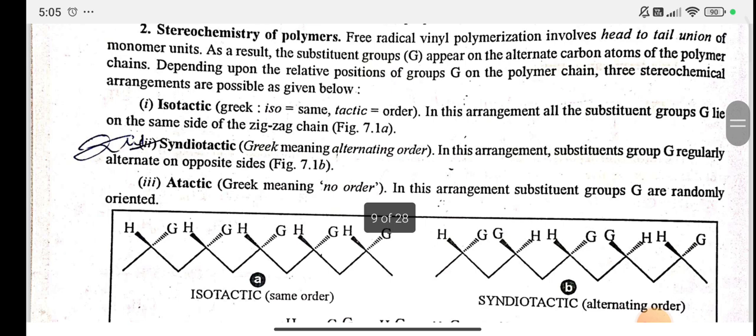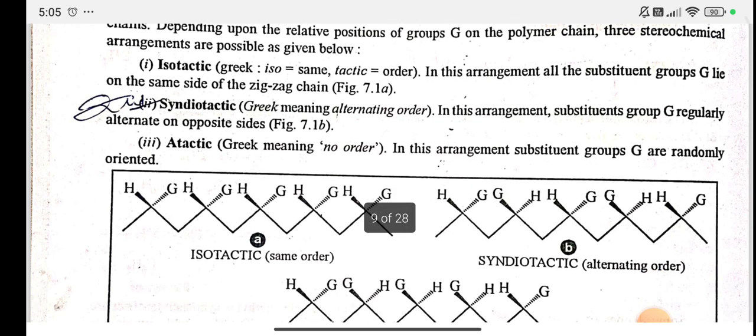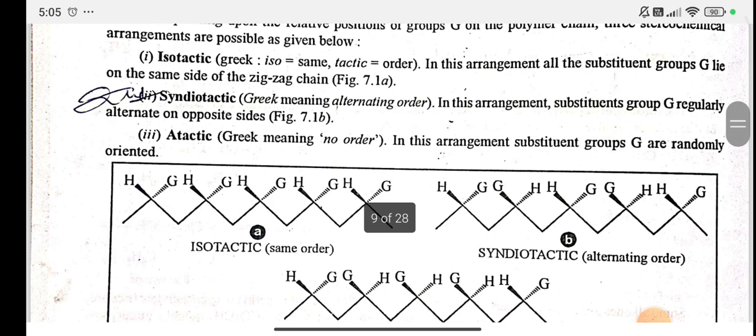Syndiotactic means alternating order. In this arrangement, the substituent groups regularly alternate on opposite sides. Atactic means no order. In this arrangement, substituent groups are randomly oriented.